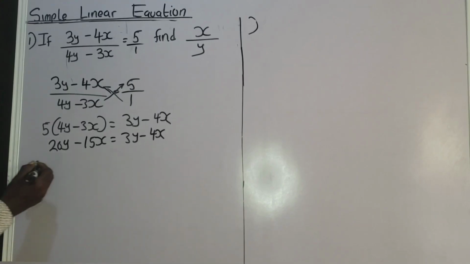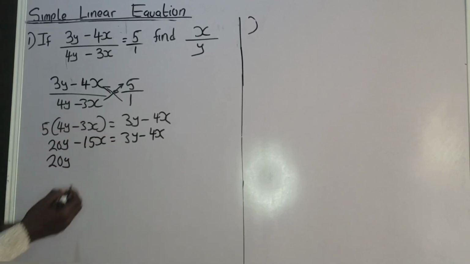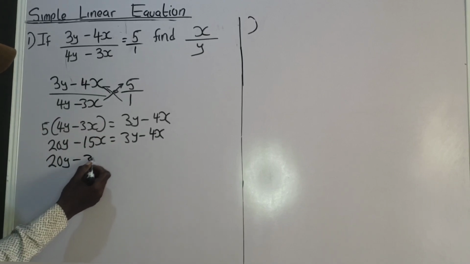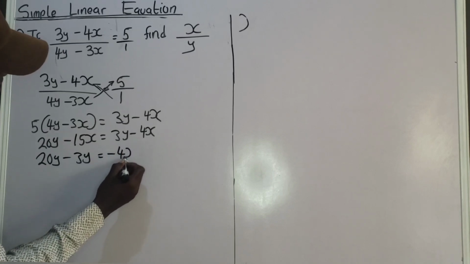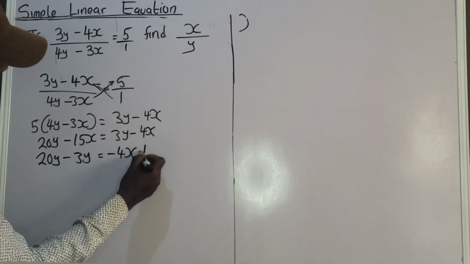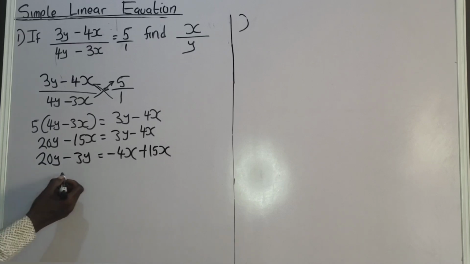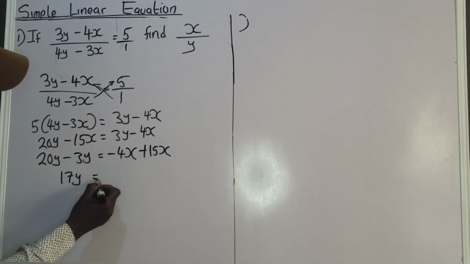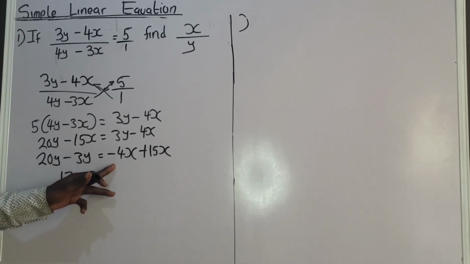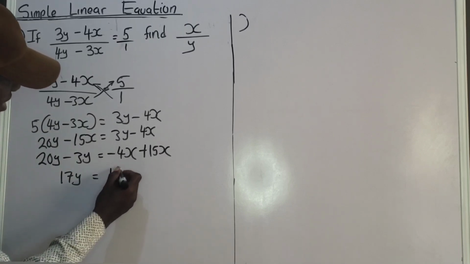Okay, so for this, I'm going to have 20y. Now, if this 3y crosses the equal sign, it's going to change to negative 3y, is equal to negative 4x. If this negative 15x crosses the equal sign, the sign is going to change to positive. Okay, so I'm going to have positive 15x. Okay, 20y minus 3y, that is 17y, is equal to negative 4x plus 15x. I'm going to have positive 11x, so I'm going to have 11x.